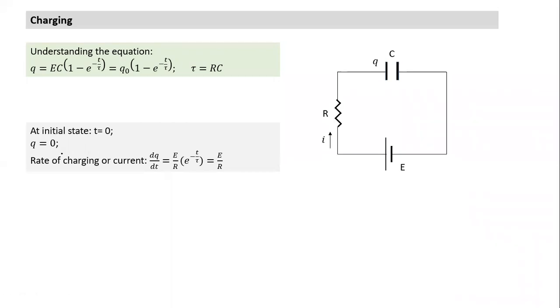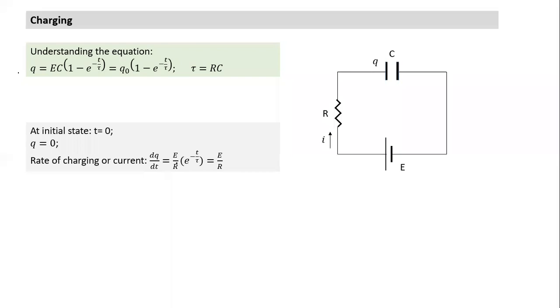Okay. Second thing, if you have to find the rate of charging, the current, can you find the current from this equation? I have found how charge will vary as a function of time. Can we also find out how the current would vary as a function of time? What will the current be equal to? dq by dt. So what is dq by dt? The first term is a constant, EC. It is EC minus EC times e raised to power minus t by tau.